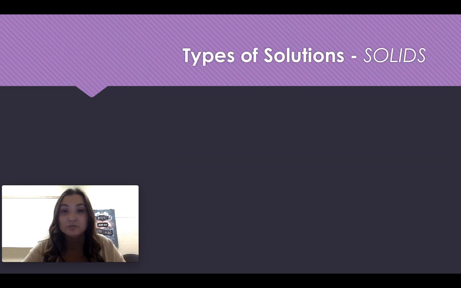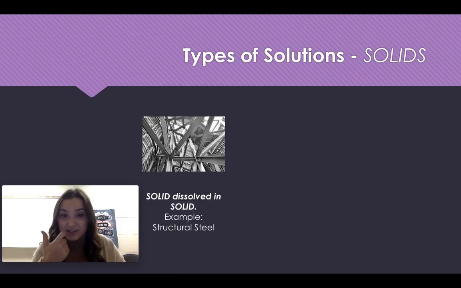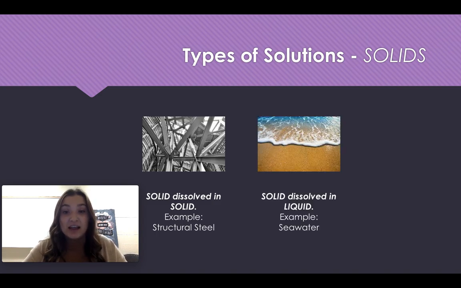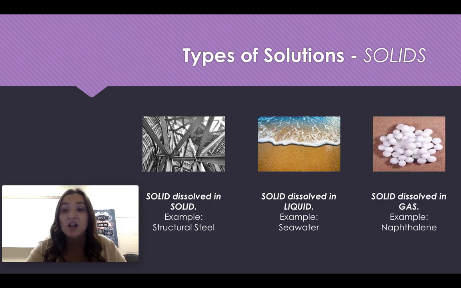So here we go. So first we're going to look at solids dissolved into blank. So our first example here is a solid dissolved into another solid, which we don't often think about, but it does exist. So our example here is structural steel. Then we have our solid dissolved in a liquid, which is seawater, which makes sense because we know that if we go to the ocean, it's going to be very salty. And then our solid dissolved in a gas. This example is a little bit out there and hard to conceptualize, but it's there, I promise. And it's naphthalene, and these are basically just the little mothballs.